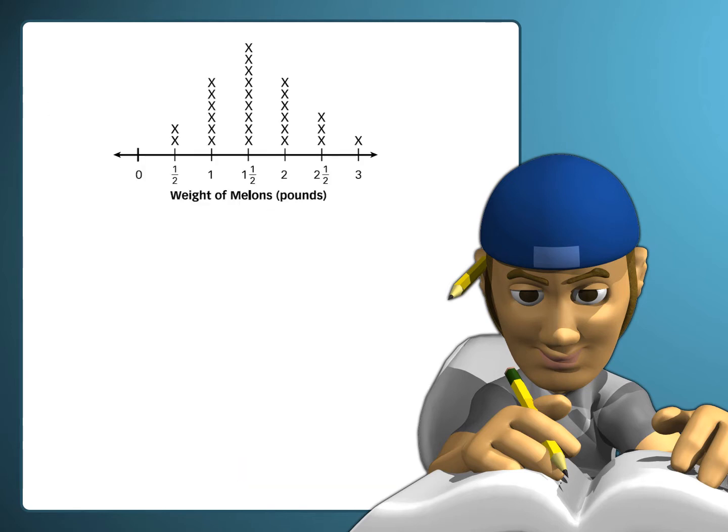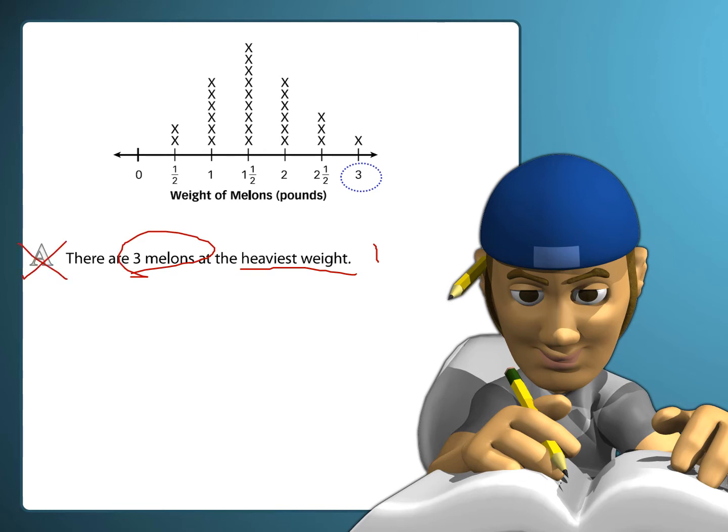So here's our first data point. There are 3 melons at the heaviest weight. The very first thing we need to do to solve this is to determine what is the heaviest weight that actually has a melon measured in that particular weight. So that would be 3 pounds. For 3 pounds, there was 1 melon. So if the heaviest weight is 3, we already can tell that this is incorrect because our heaviest weight only has 1 melon, not 3. So that means this answer is wrong.